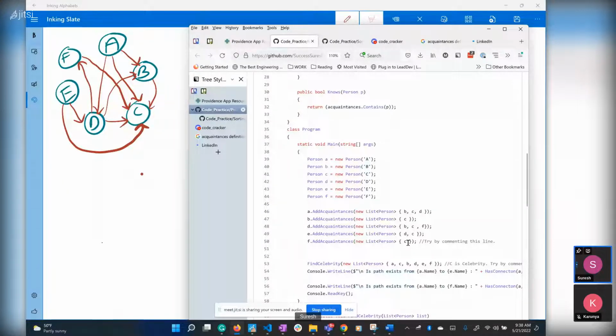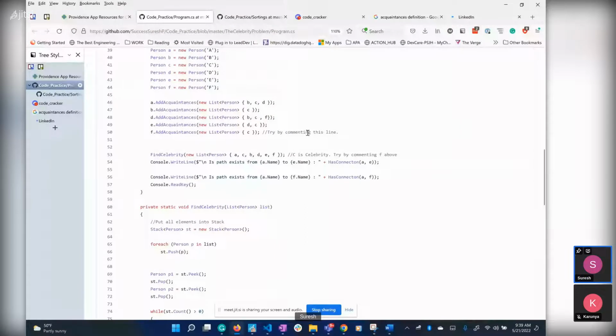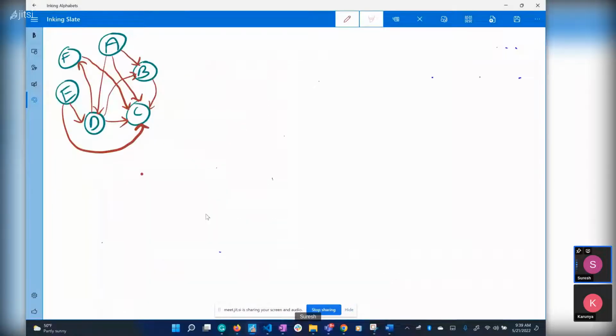Now here is the find celebrity problem. What we are doing is simply sending the list of all the people, C celebrity, and I'm asking you to try commenting the F above. If we comment this, you will see there is no celebrity. So here is the algorithm. As I said, we can still use the list to iterate the people. You can stand everybody in a list.